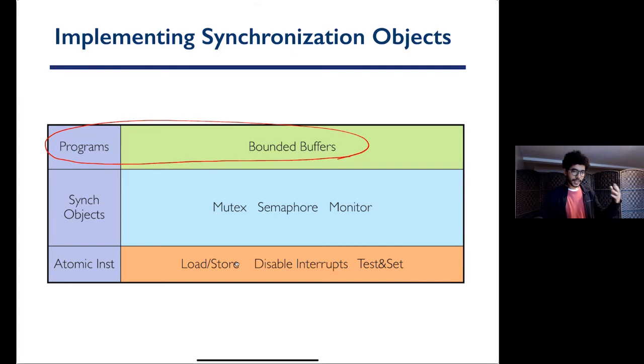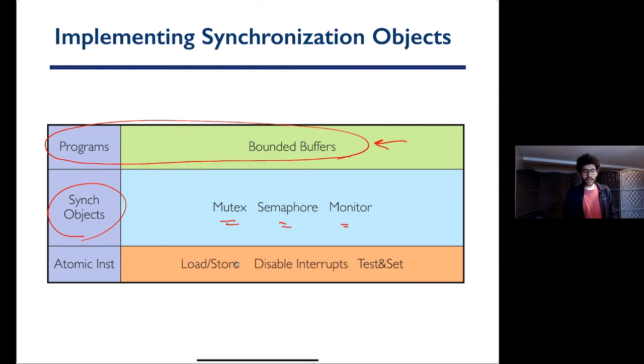Now, in the previous lecture and today, we talked about how the operating system can implement and provide support for multi-threading and concurrency. If you remember, we talked about mutexes, semaphores, and monitors. These are synchronization objects. These are the things that the programmer uses to write its code.